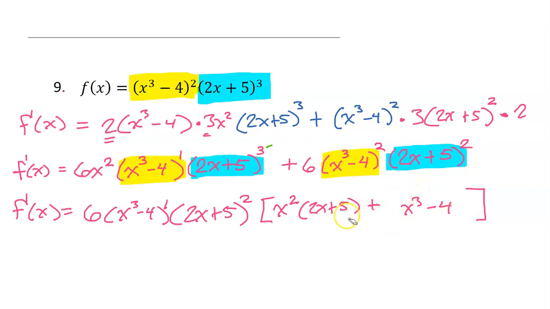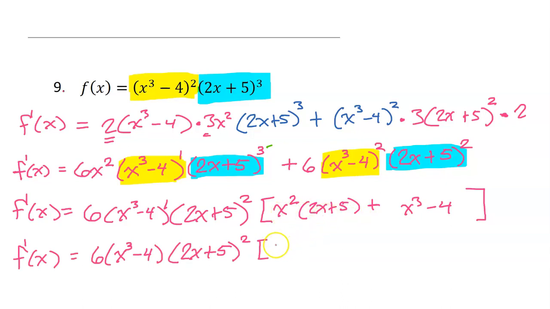Okay, and that is it, because the (2x + 5)² and the (2x + 5)², those cancel out completely, so those are gone. On my next step, I'm just going to copy down everything that you see, but I will distribute the x² throughout this binomial.